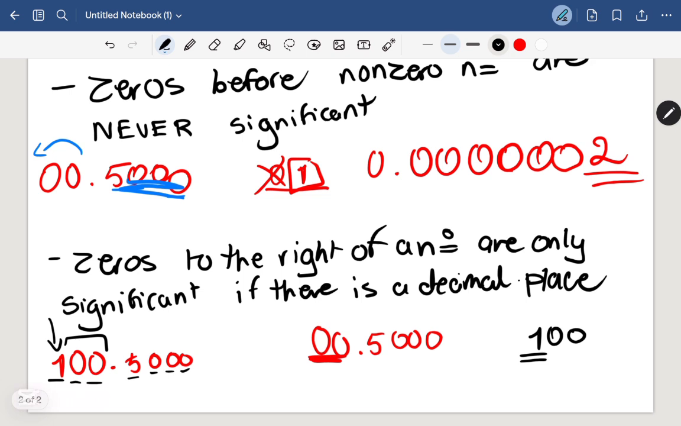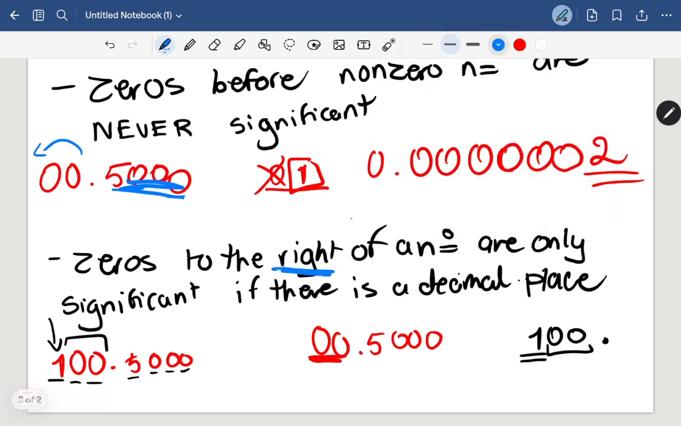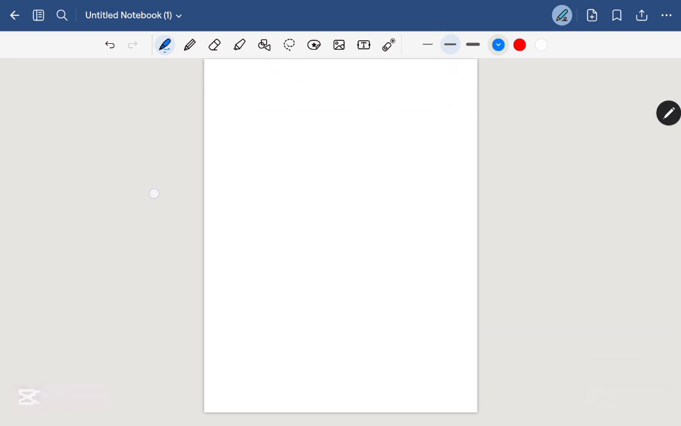You will have only 1. Why? Because these 2 zeros, there is no decimal place after it. So like they said over here, zeros to the right are only significant if there is a decimal place. If there is a decimal place, that means these are significant. If there is no decimal place, that means that these are not significant. Okay, so that is it for significant figures.